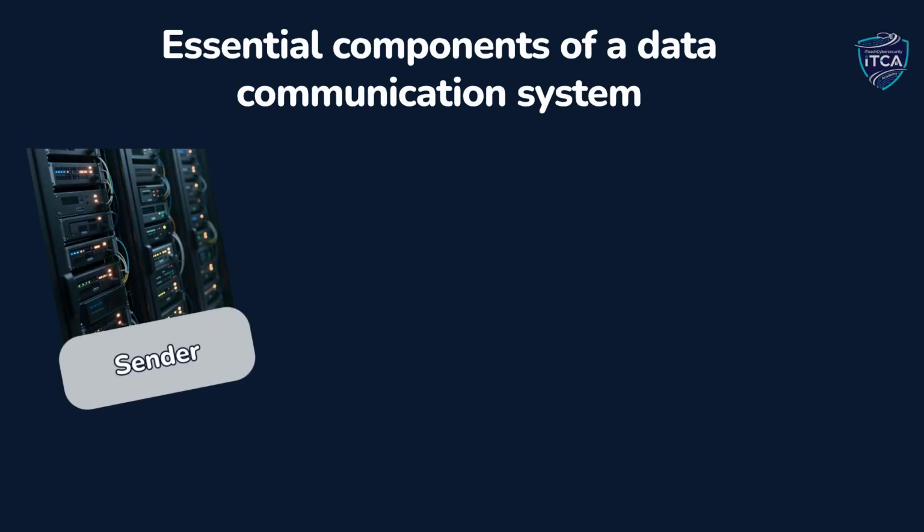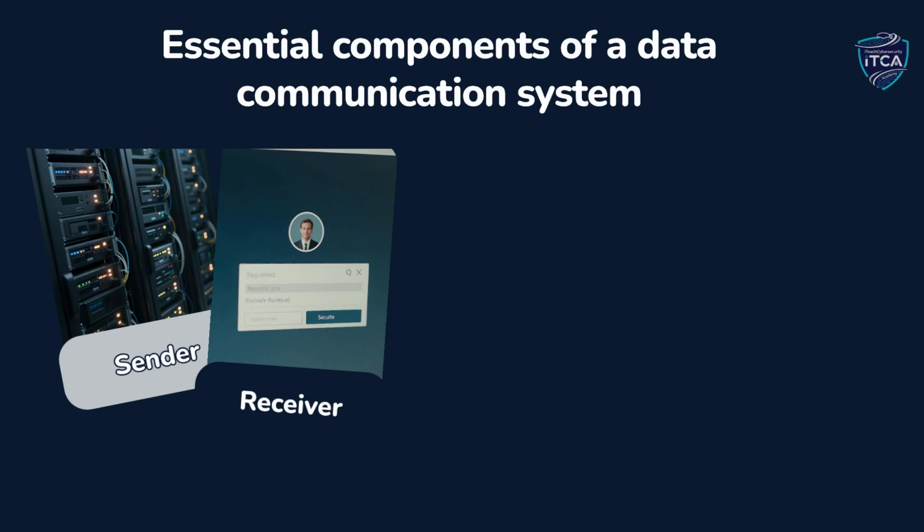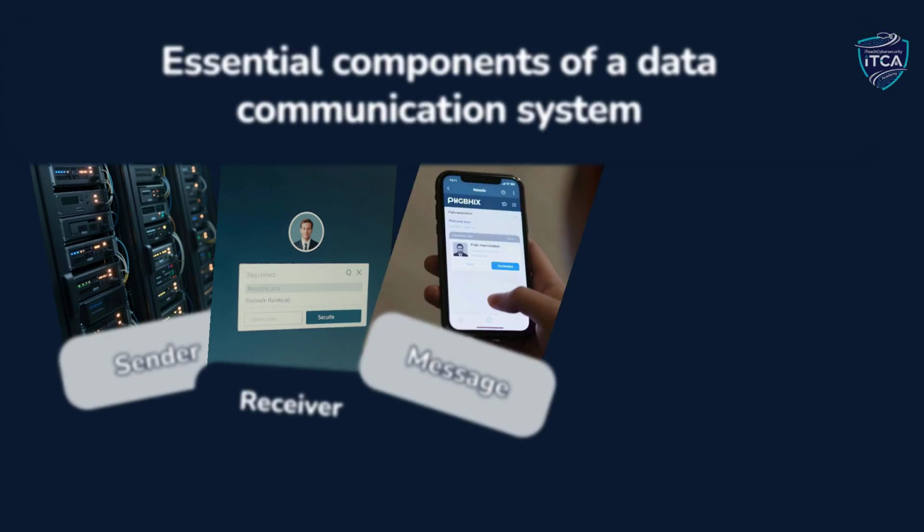First, we have the sender, which is the device that creates and sends the data. If attackers compromise the sender, they can steal information before it even leaves the system. Next is the receiver, the device meant to get the data. Attackers often impersonate receivers to trick users into sending sensitive information. This is how many phishing attacks work. The message is the data itself: passwords, files, videos, financial transactions. Protecting the message is the core goal of cybersecurity.